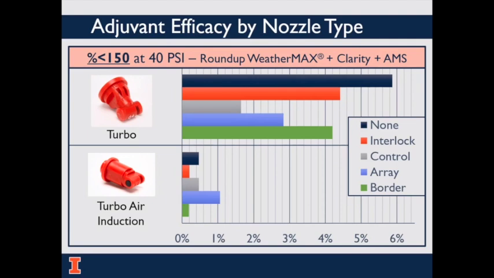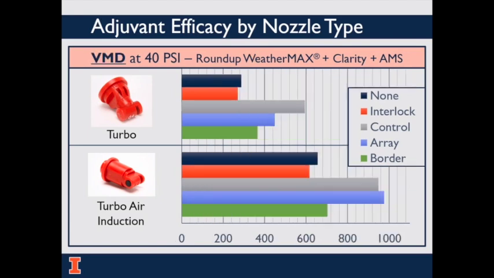Looking now at the turbo air induction nozzle, the risk of drift is already so low that it's difficult for an adjuvant to make much of an impact. However, the light blue bar, an adjuvant named Array, actually made drift worse. Overall here though, between these nozzles, we see that choosing the right nozzle has a bigger impact than just choosing a drift reduction adjuvant.